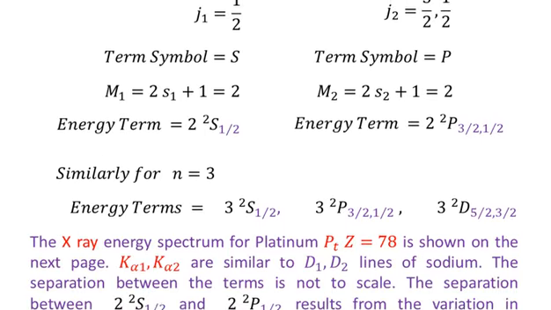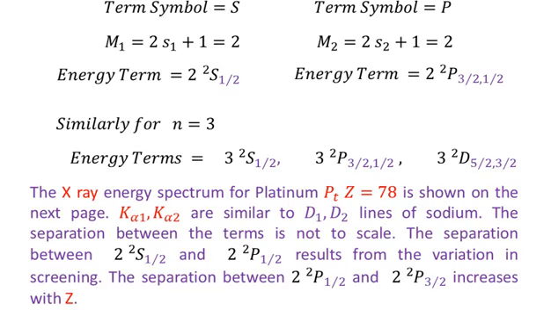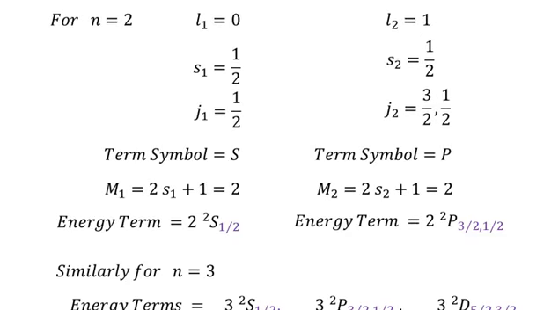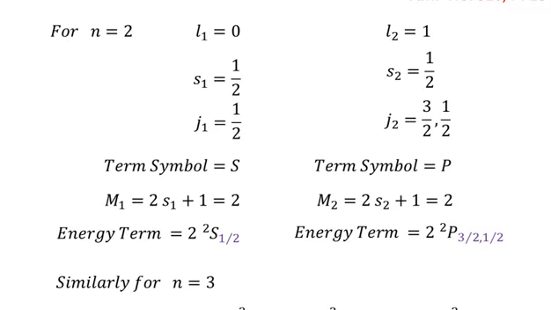Now you see that for the M shell of the electron, which has a principal quantum number n equal to 3, for such an electron we can write the energy terms as 3 2s 1/2, 3 2p 3/2 and 1/2, and 3 2d 5/2 and 3/2. And these energy terms can be obtained similarly to the energy terms that I obtained for n equal to 2.